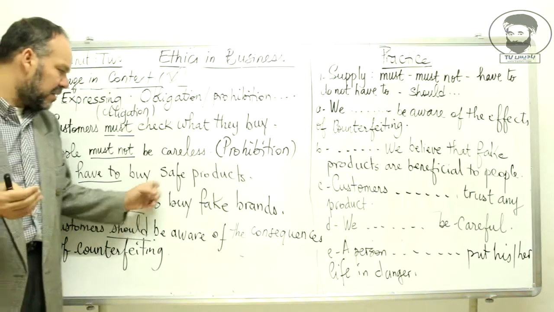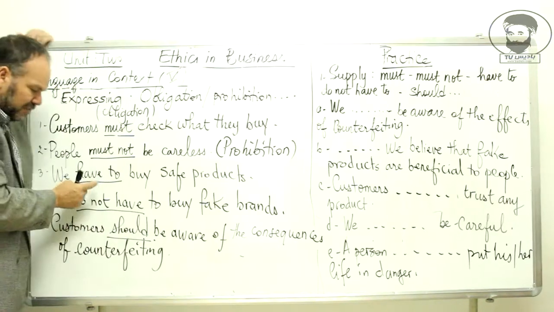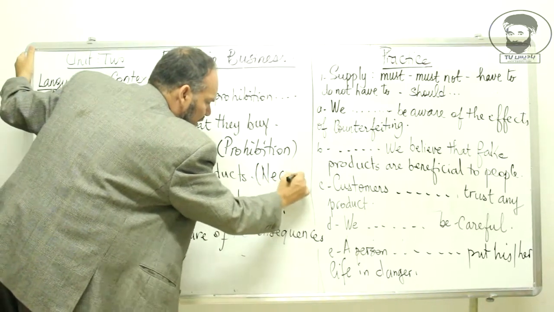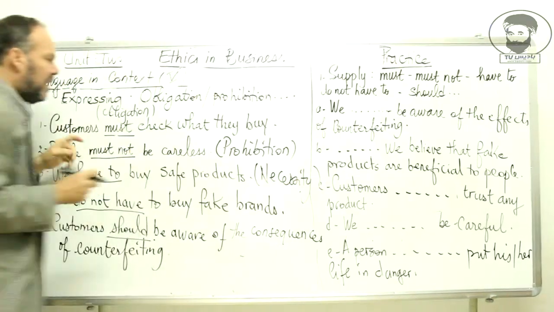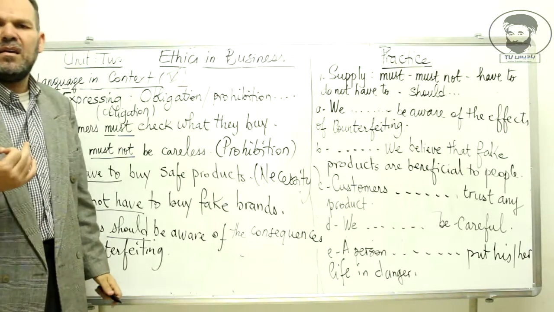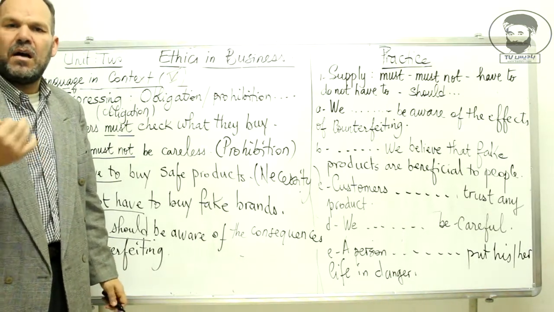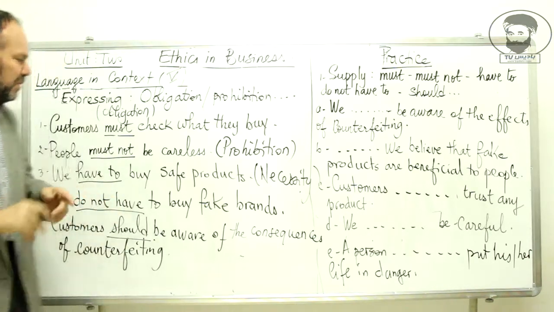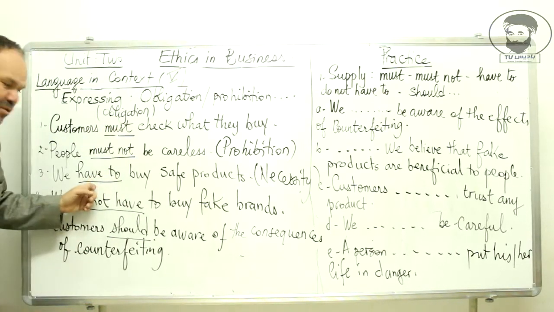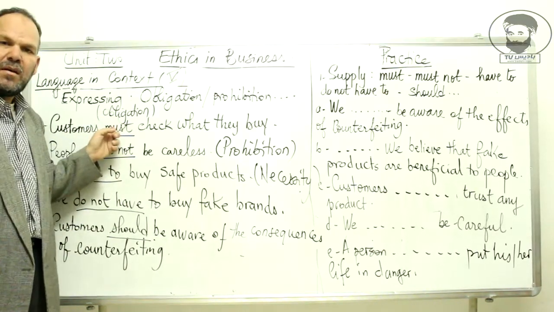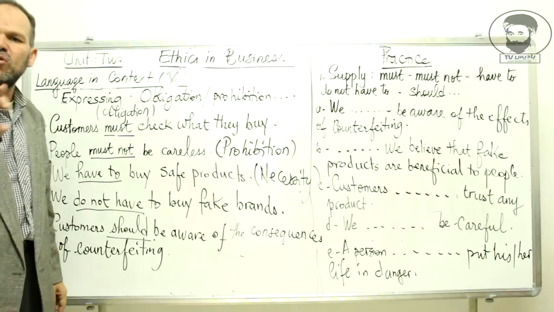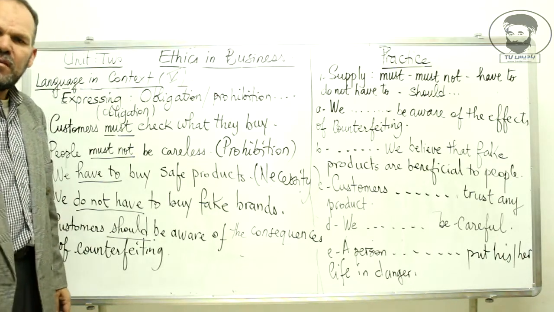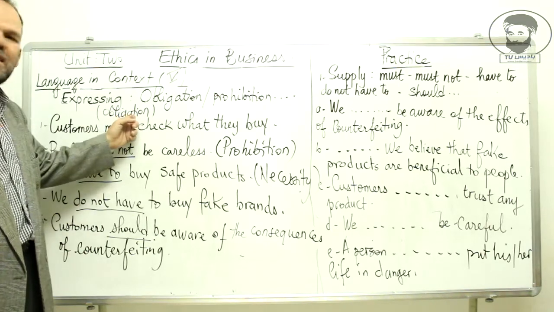We have to buy safe products. Now, have to here, in English, is said to be concerned with necessity. Necessity means a second degree of obligation. I have to be a hard worker. I have to work hard. As a second step under obligation. It means when you have to do something, it's not like when you must do it. When you must do it, it means you have nothing to do about it. But when you have to do it, it means you have got a kind of freedom, but still it's an obligation, but at a second degree.